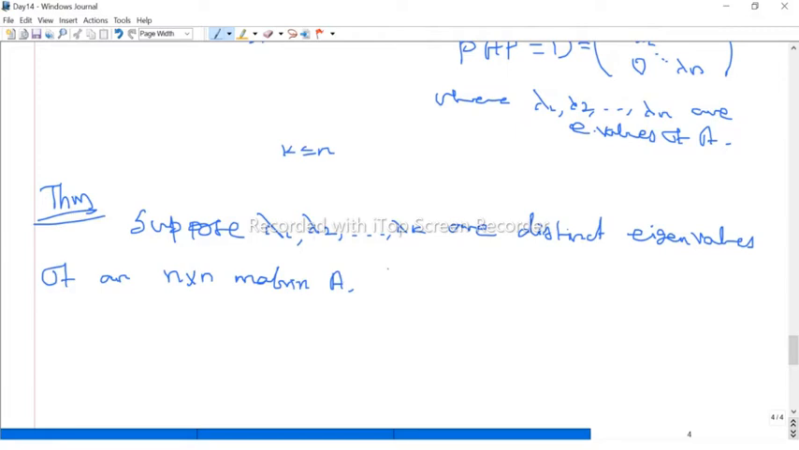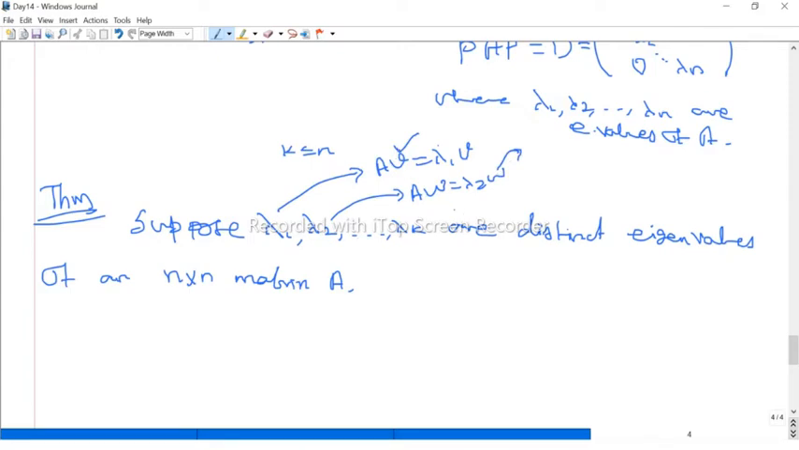Then the corresponding eigenvectors. If we take any eigenvalue, we can find the eigenvector, right? Suppose lambda 1 is an eigenvalue, which means there is a v such that Av equals lambda 1 v. Then this v is called the eigenvector corresponding to the eigenvalue lambda 1. Suppose lambda 2 is an eigenvalue, there is another vector w such that Aw equals lambda 2 w. So this w is called the eigenvector corresponding to the eigenvalue lambda 2.